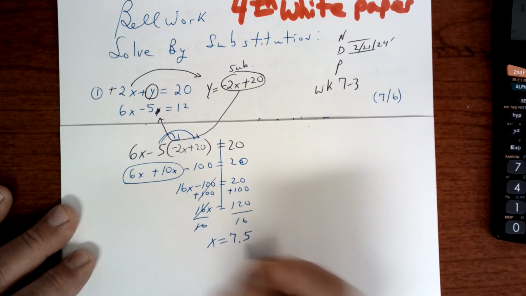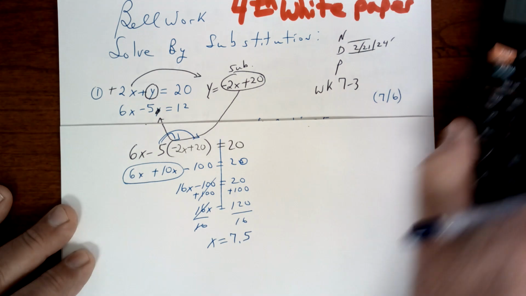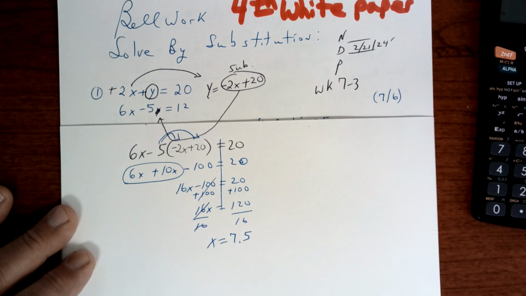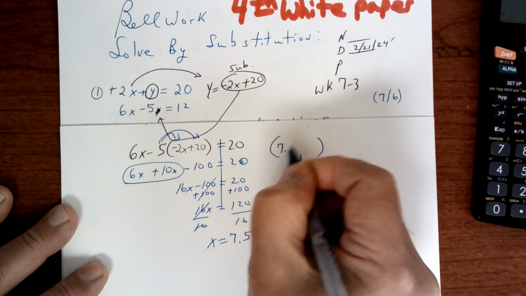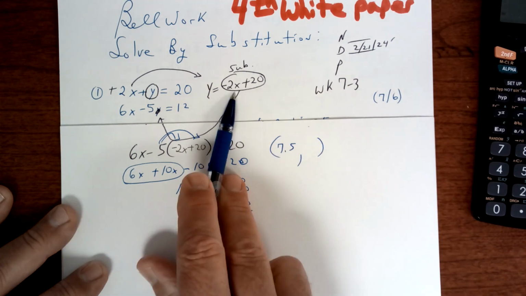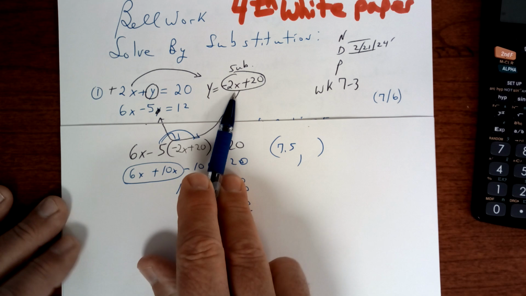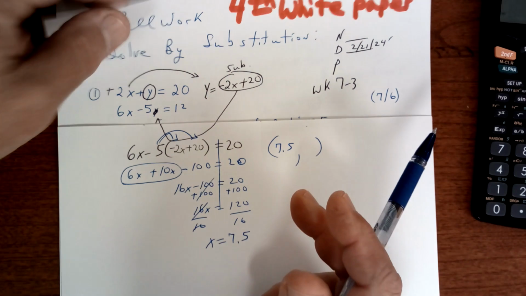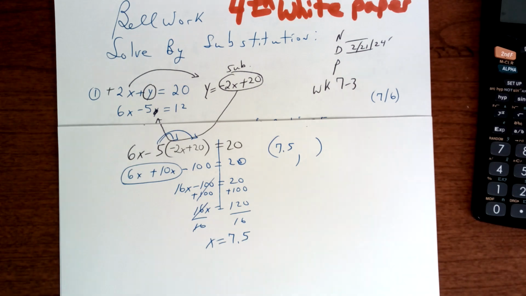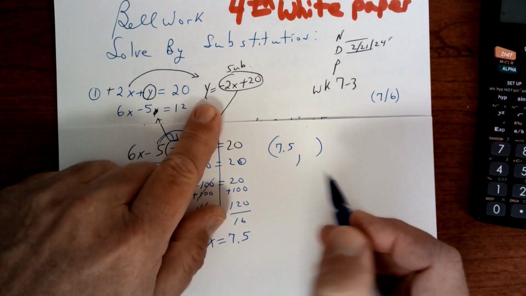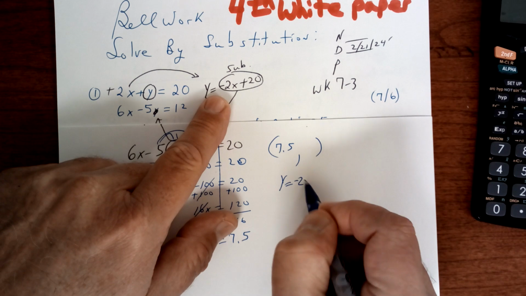Let me verify that again. Okay, I get 7.5. At this point, you want to go ahead and figure out your y. So 7.5 goes here, and you're going to substitute right here. So you're going to get y equals negative 2x plus 20.